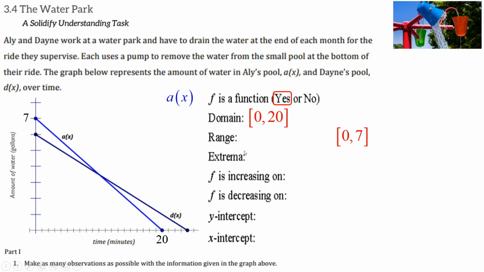Now extrema. Well, this blue graph does have a maximum and a minimum. So let's write those as ordered pairs. The maximum value would be the ordered pair that represents the y-intercept here, x equals 0, y equals 7. And the minimum value is this x-intercept down here, which would be x equals 20 and y equals 0. Also notice, at the y-intercept, x always equals 0, and at the x-intercept, y always equals 0. That's going to help you out.